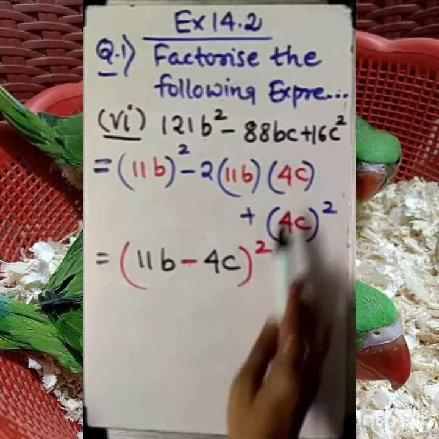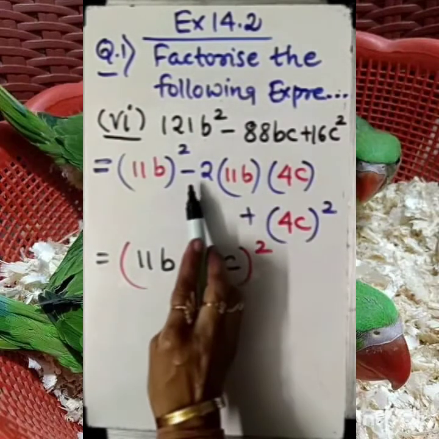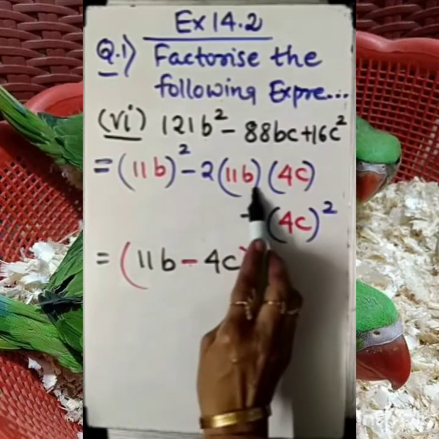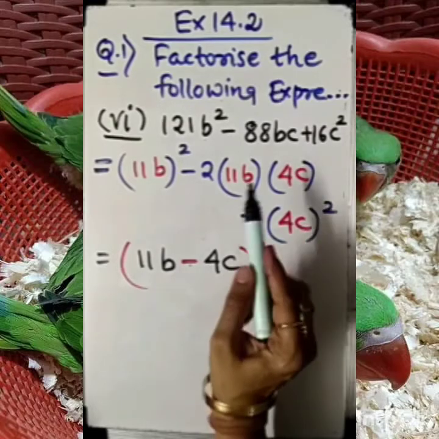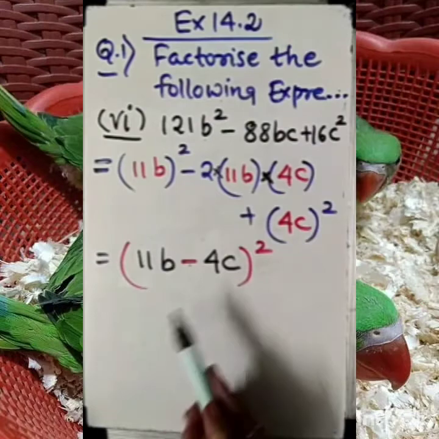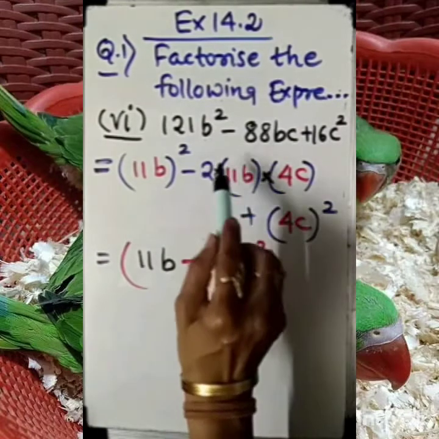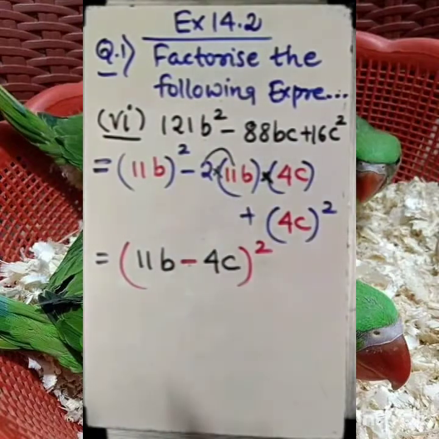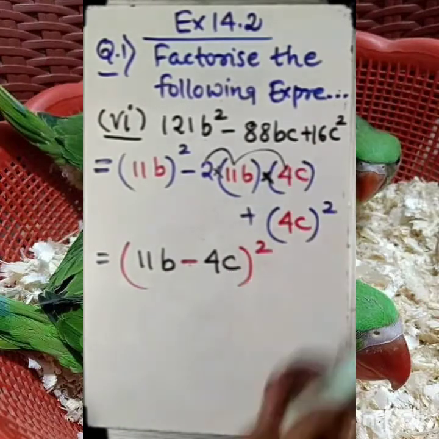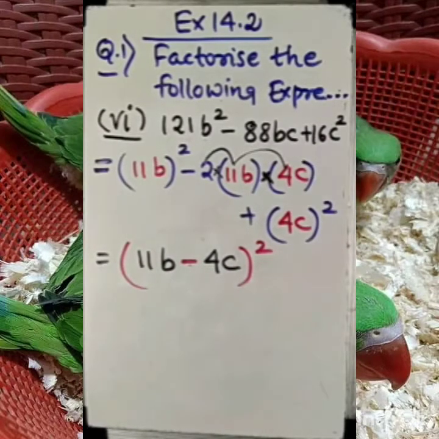What about this middle term? As usual, you know, and I explained you already. Minus 2 into 11b into 4c. There is a product sign between these two terms, right? Multiplication. So if we multiply 2 into 11, 11 2s are 22. 22 4s are 88. 88bc. So this is 88. Clear to you? So it's automatically set. So the answer is 11b minus 4c whole square.